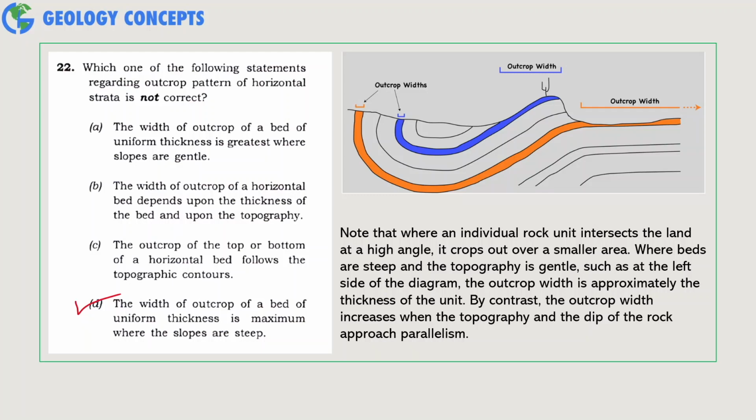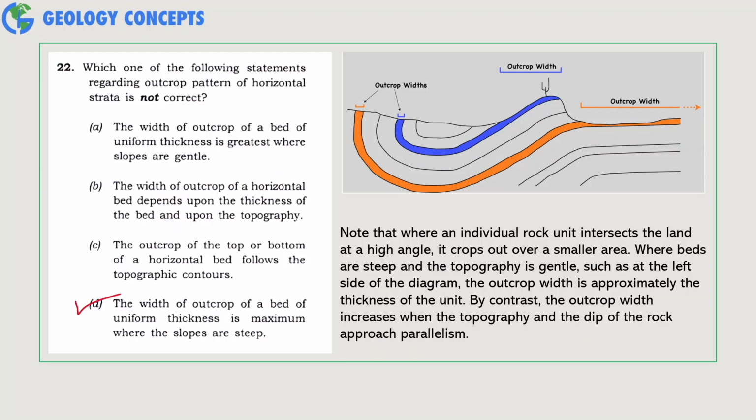Look at the horizontal bed indicated in orange color. The width is greatest there compared to the other side. So statement 1 is correct. Then coming to statement 2, that is B. The width of the outcrop of a horizontal bed depends upon the thickness of the bed and upon the topography.